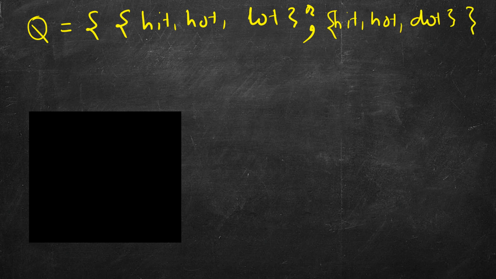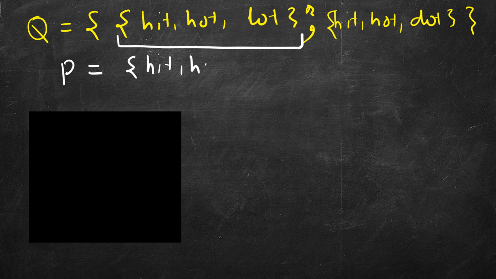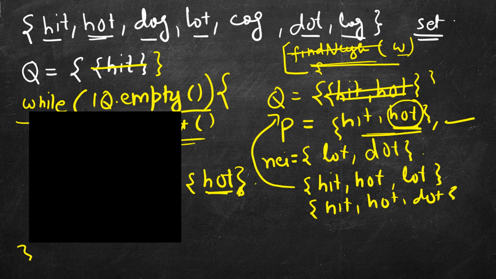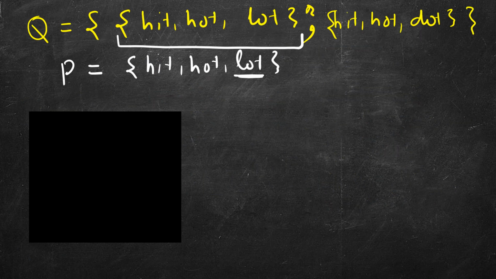So again, the queue is not empty. So we first remove the first path. So P is hit hot lot. Then we will find the neighbors of lot, which are dot and log. But dot we have already here.